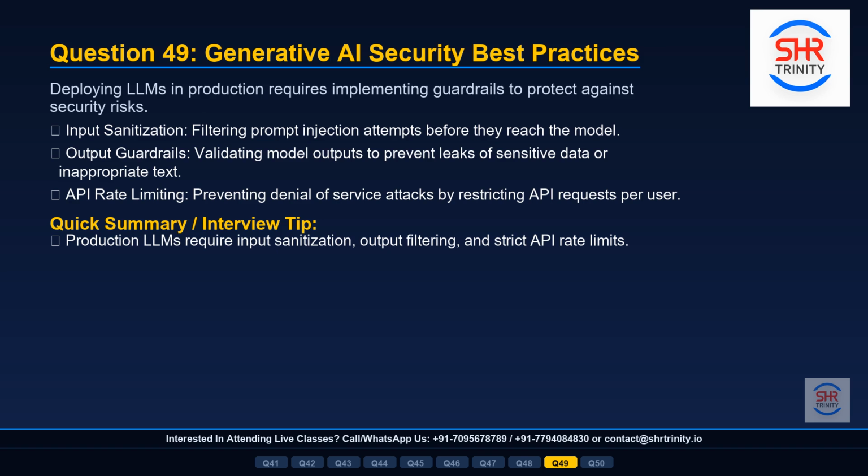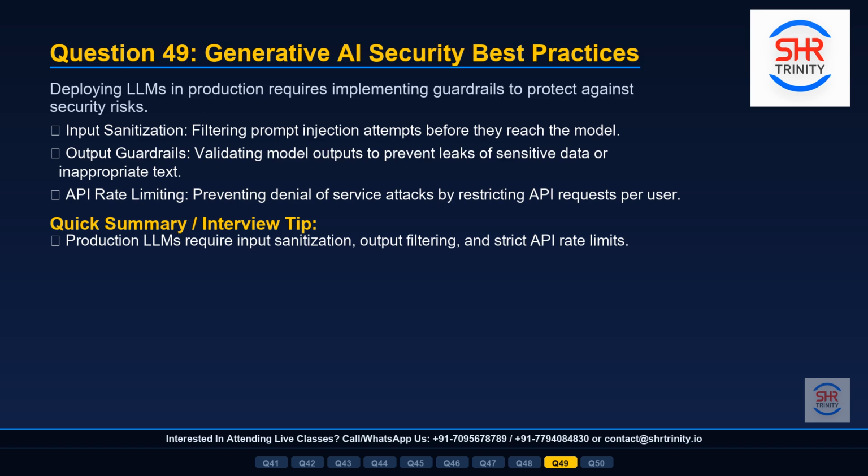Third, implement API rate limiting and cost controls to prevent malicious users from spamming the model and inflating your API bills. Finally, regularly run vulnerability scans on your vector databases and external data integrations. Question 50. End-to-end generative AI system design.